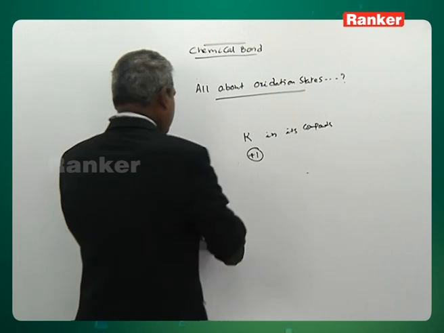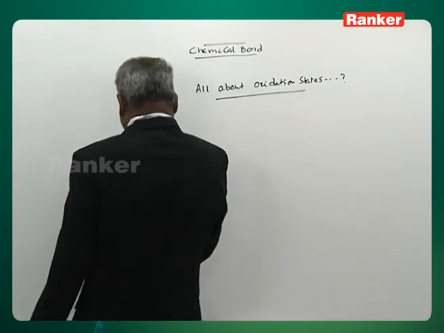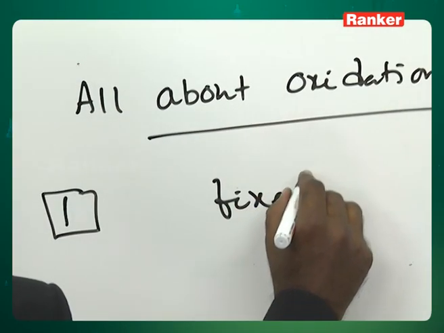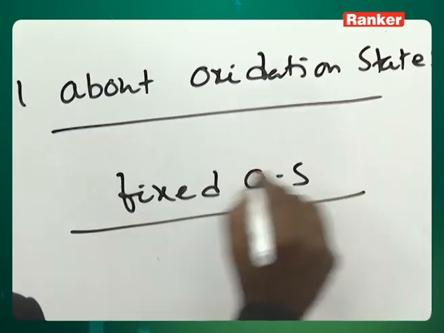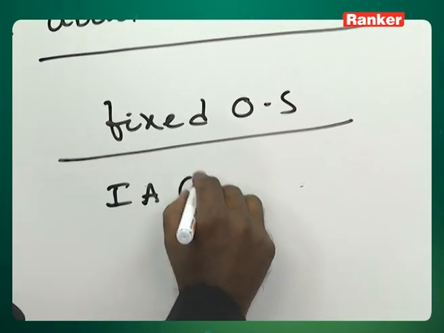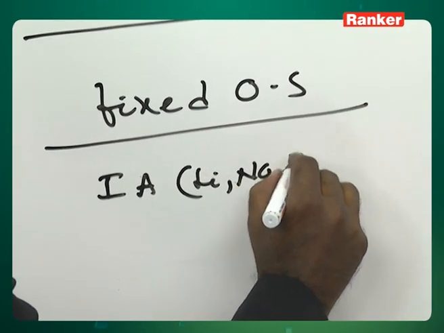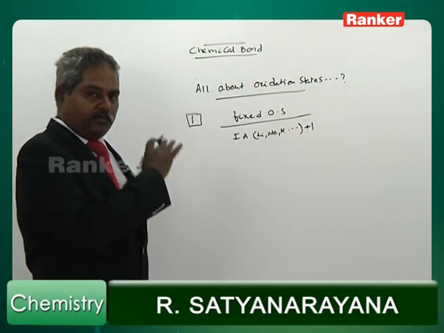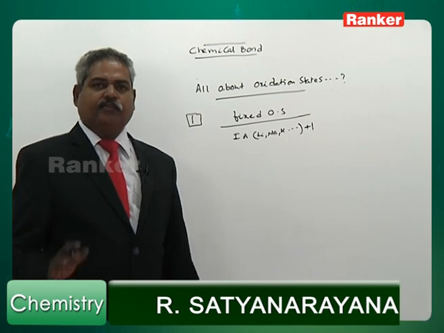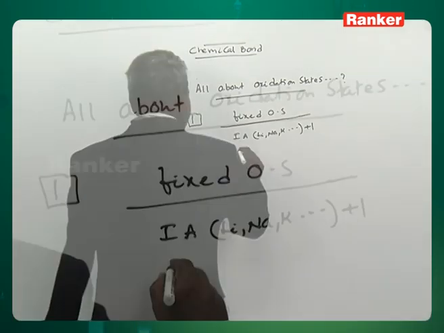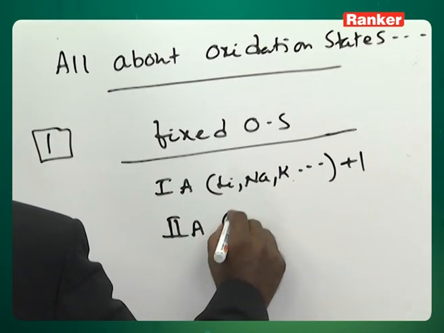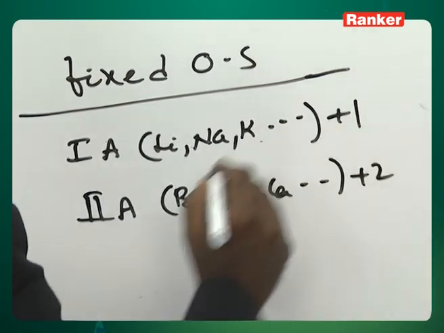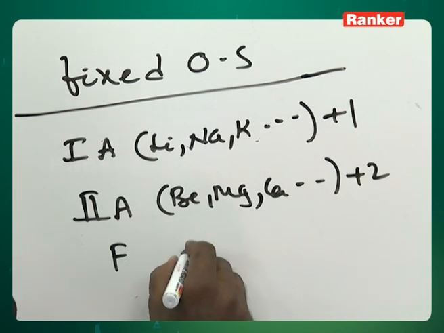So let us first draw the rules. Which elements have fixed oxidation states? 1A, elements of 1A: lithium, sodium, potassium, etc. Their oxidation state in all compounds is always plus 1, fixed, they will never vary. 2A: beryllium, magnesium, calcium, etc. always plus 2. And fluorine always minus 1.